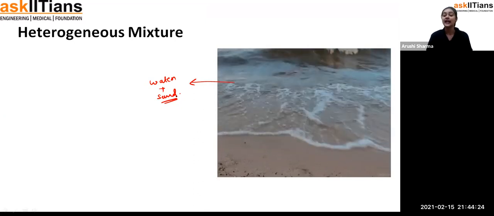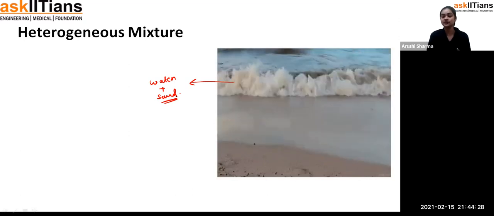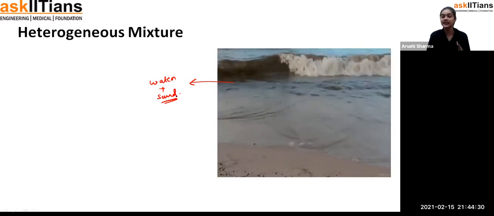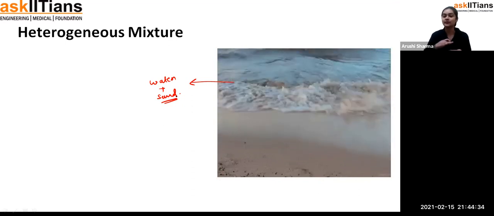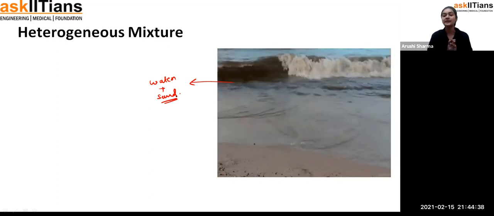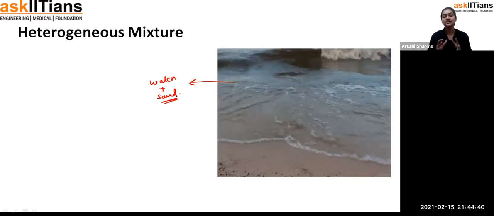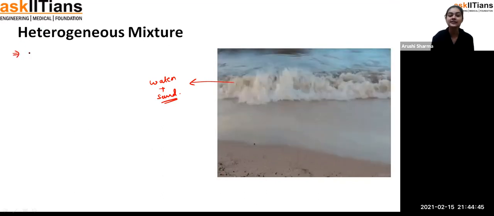Similarly, students, in a heterogeneous mixture, when you add sand into water, by using sedimentation and decantation you can separate them, because the sediment, that is the sand, settles down at the bottom, and you separate the water from it by the decantation process. But in a heterogeneous mixture, the components are visible to you.